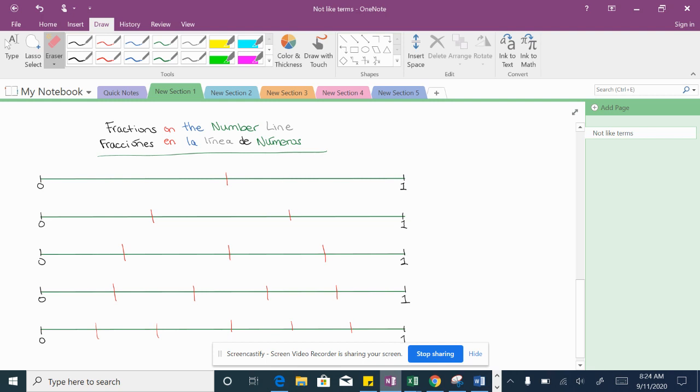Hello. Today's lecture is Fractions on the Number Line. Hola, la lectura de hoy es Fracciones en la línea de números.